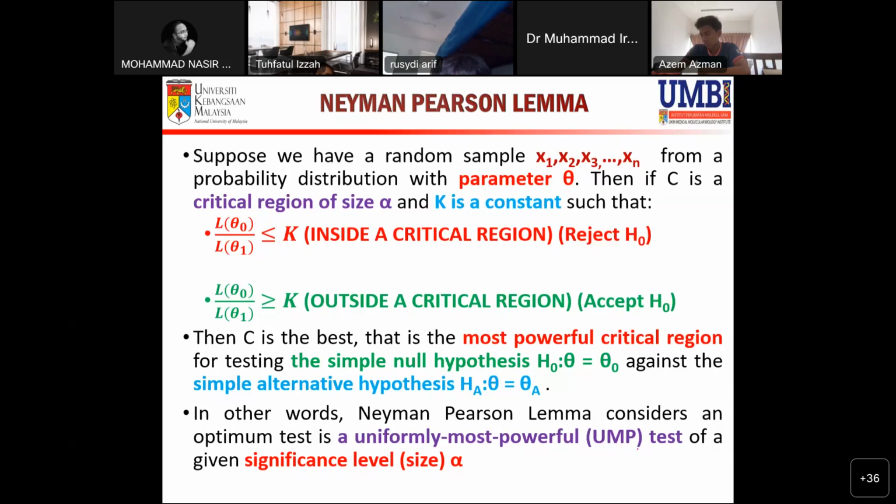So in this case, C is the best, that is the most powerful critical region for testing the simple null hypothesis, theta equivalent to certain values under the null hypothesis, against the simple alternative hypothesis, where theta is equivalent to certain values under the alternative hypothesis.